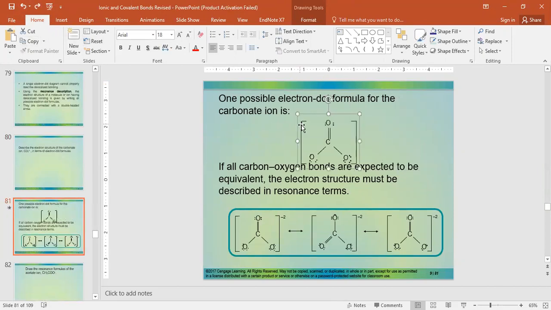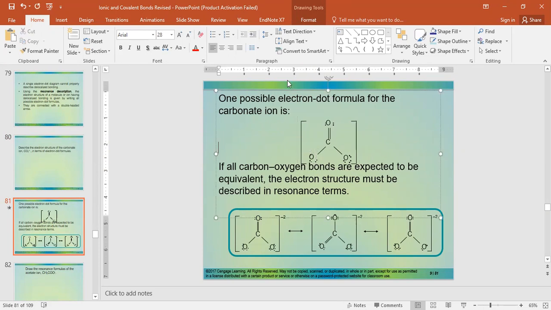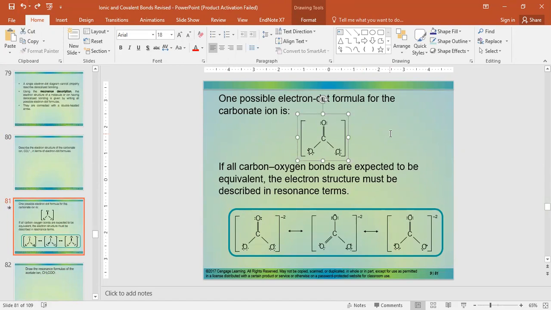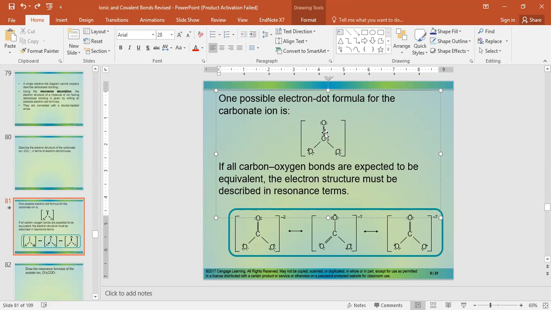Let me just bring it back to where it was. So you'll realize that there is a central atom, which is carbon, and it is surrounded by some oxygen atoms. Now, these oxygen atoms are such that one of the oxygen atoms has a double bond, and the one that has a double bond has two lone pairs of electrons, while the other two oxygen atoms have three lone pairs, and they are attached to the carbon through a single bond.